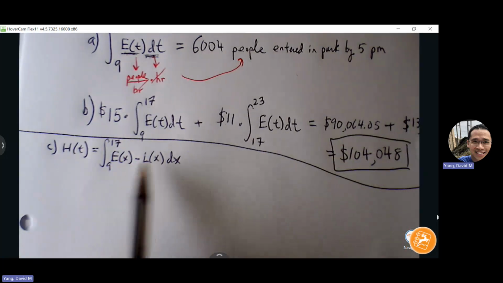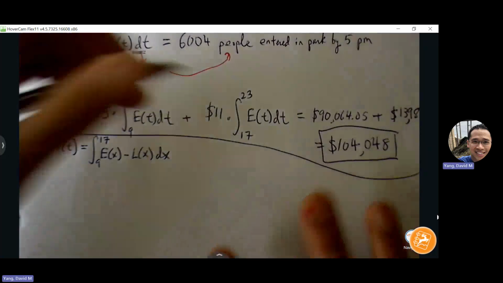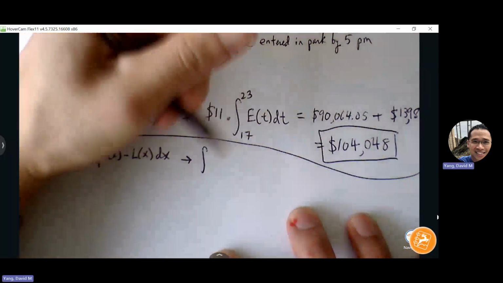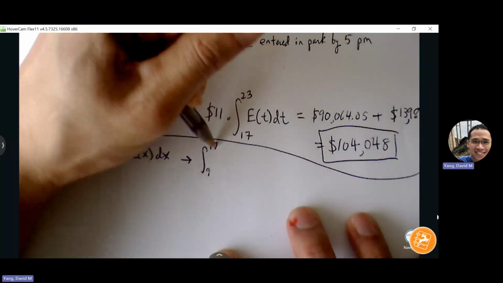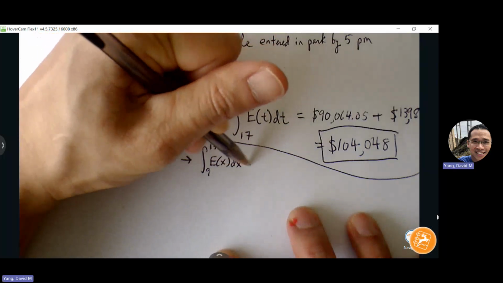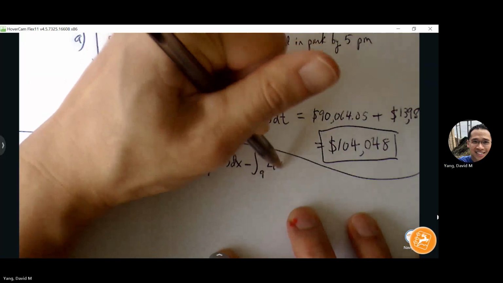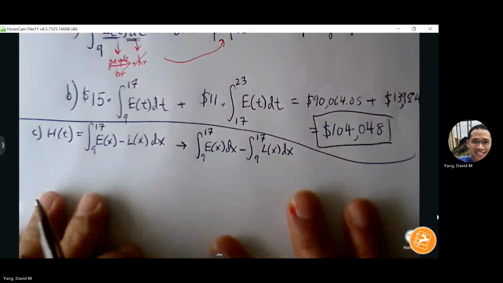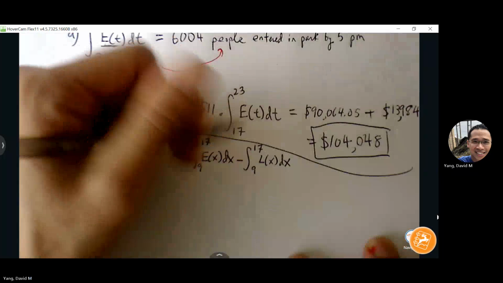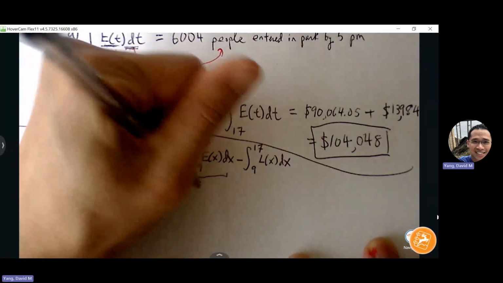So to help us understand what's going on here, what if we break these two things apart? Because we can, because there's a minus in between. This is the same thing as saying the integral from 9 to 17 of E of x minus the integral from 9 to 17 of L of x. Let's look at this separately here. What do you think this represents? The number of people who've entered the park.